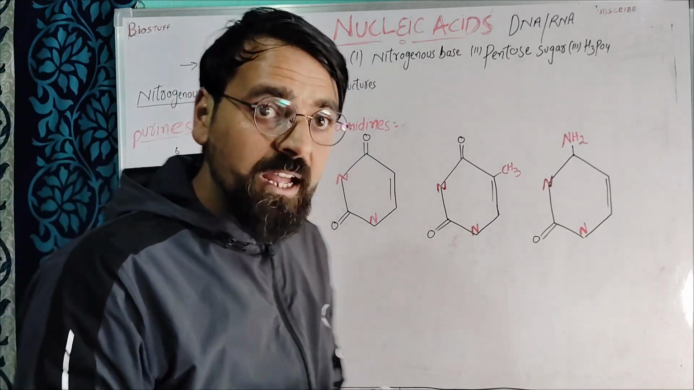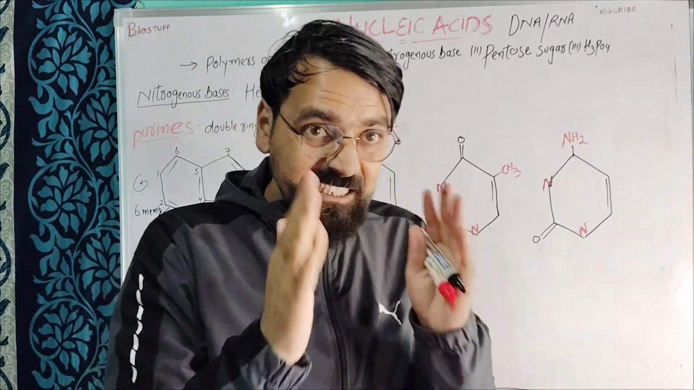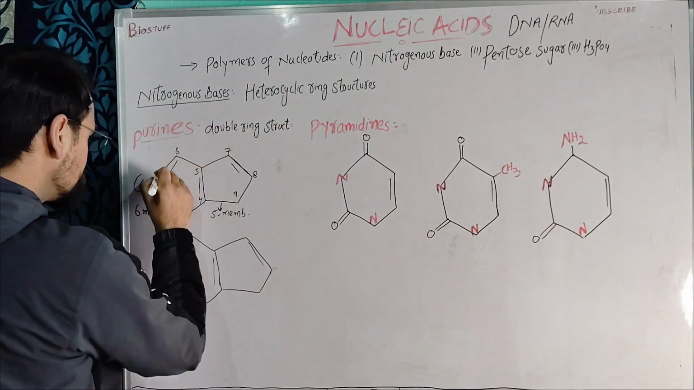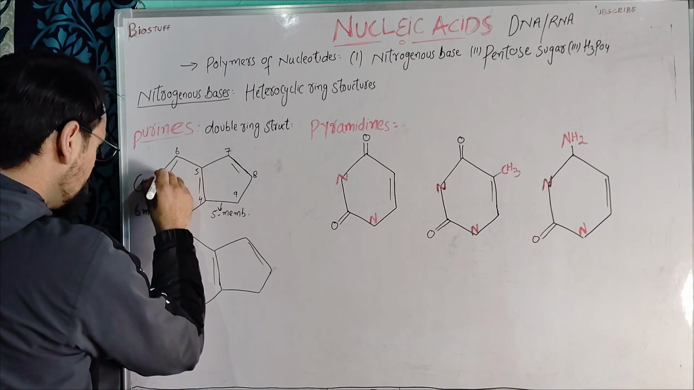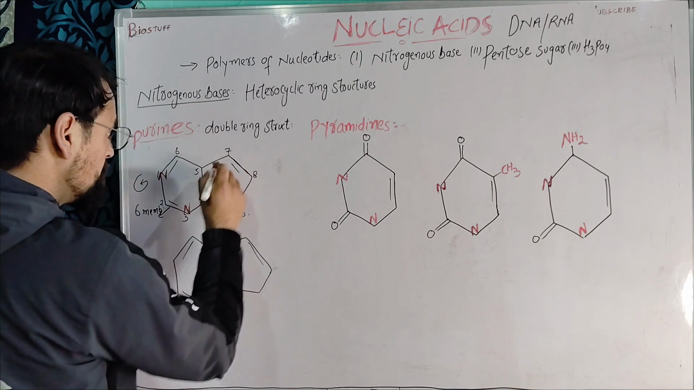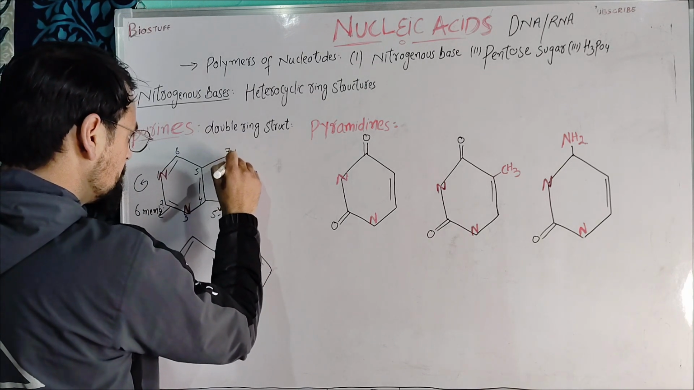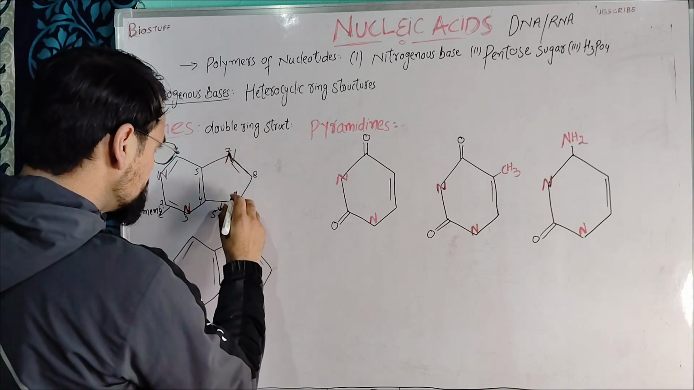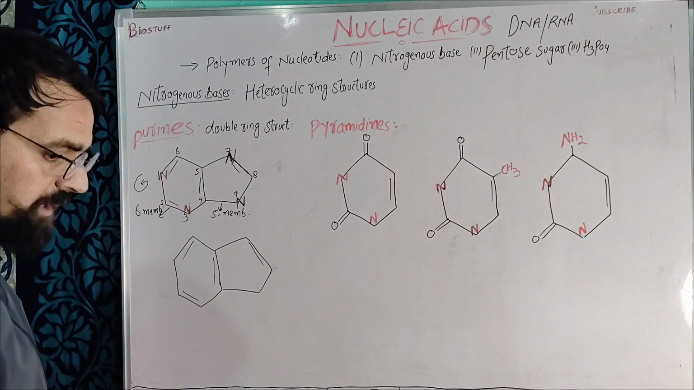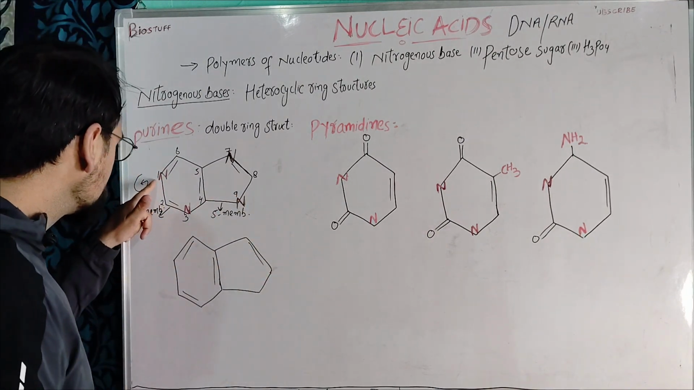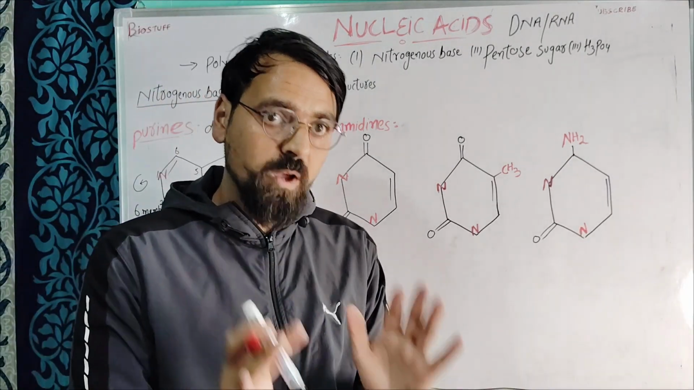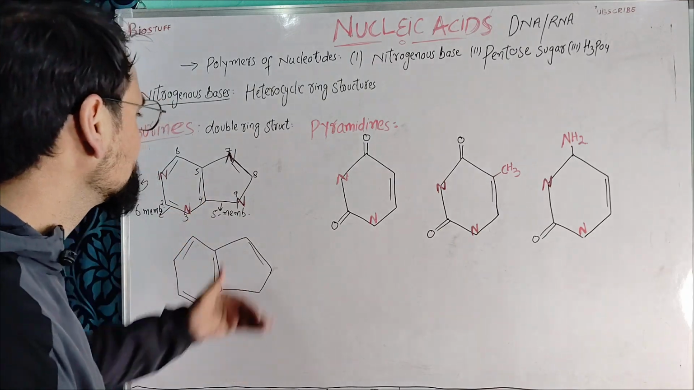In the purines, the nitrogens are present at position number 1, position number 3, position number 7, and position number 9. So, in purines, the nitrogen is present at position number 1, 3, 7, 9. The rest of the positions contain carbon. Okay, so you have to remember the nitrogen positions because these are important.